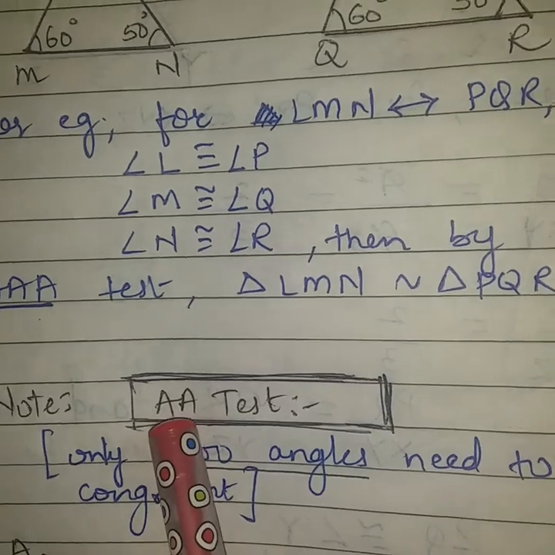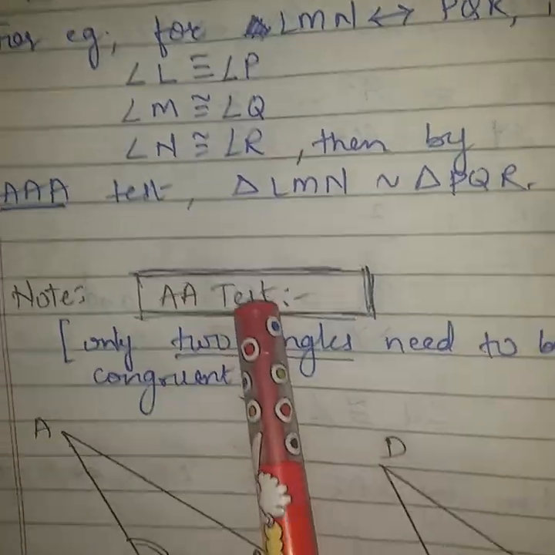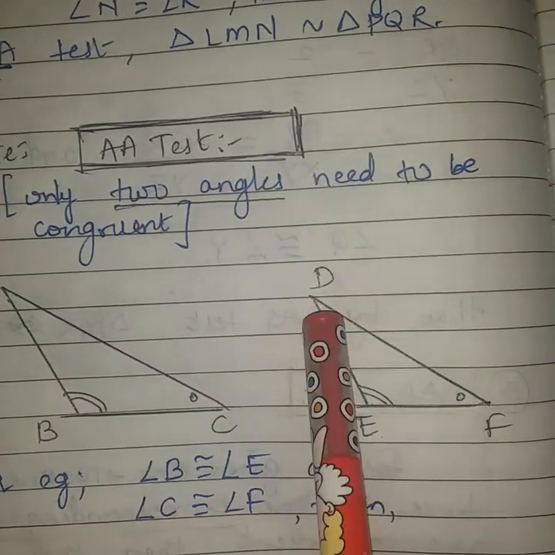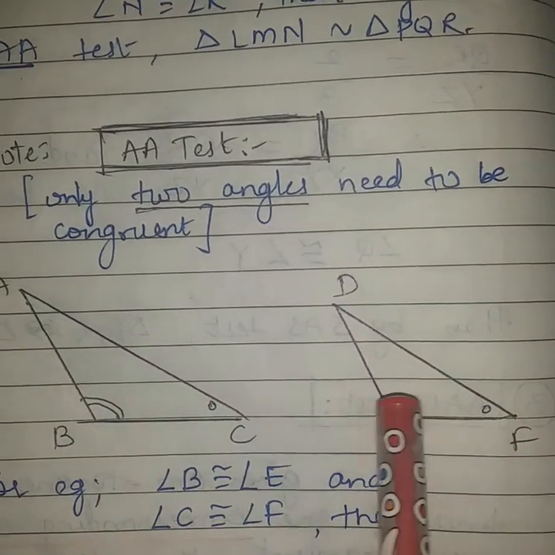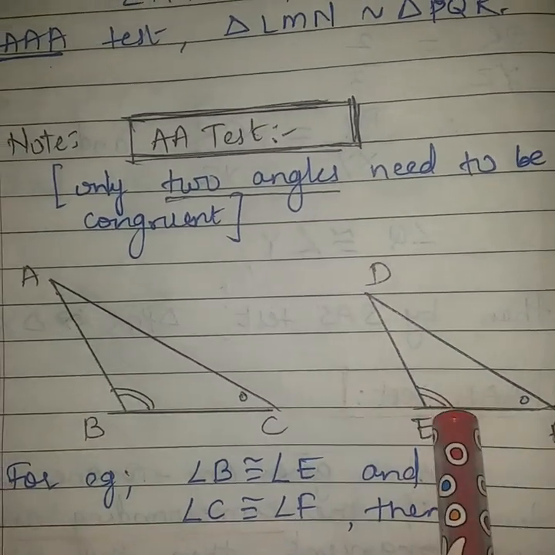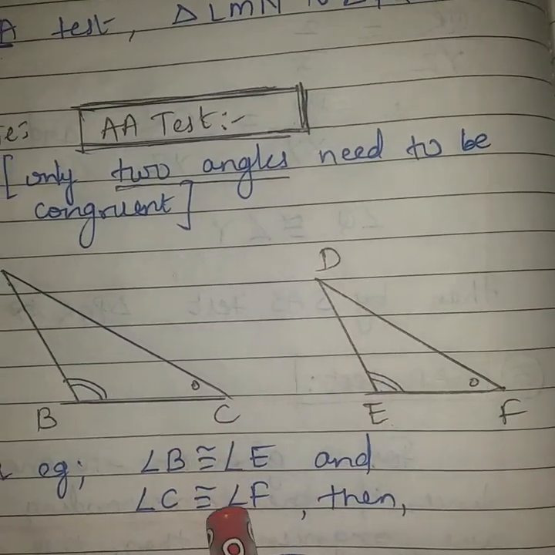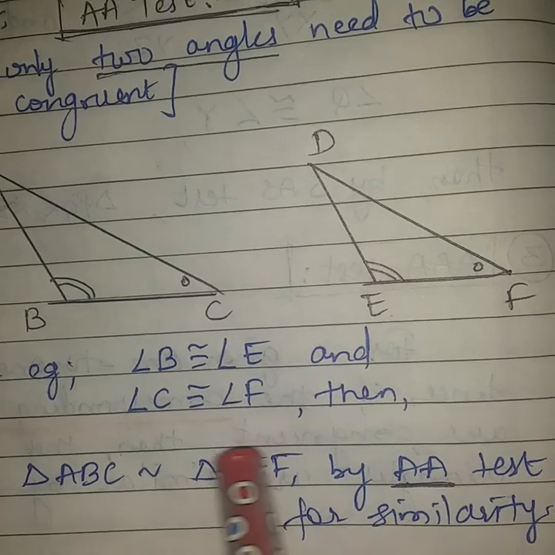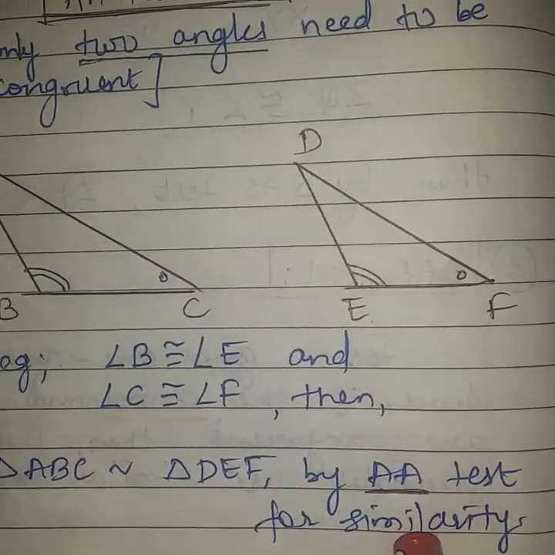Fine. So in the case of the AA test, we just take into consideration only two angles. You can see in triangle ABC and triangle DEF, as per the identical marks, angle B is congruent to angle E and angle C is congruent to angle F. Then the two triangles ABC and DEF are similar by the AA test for similarity.